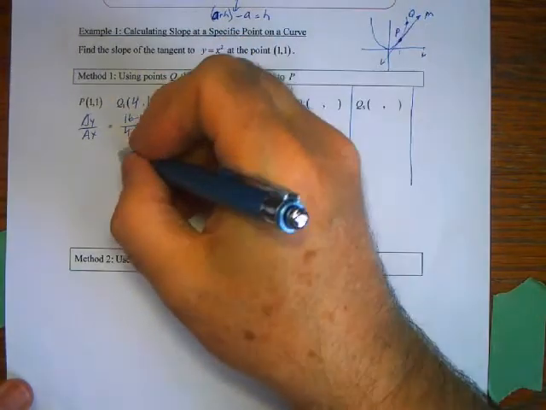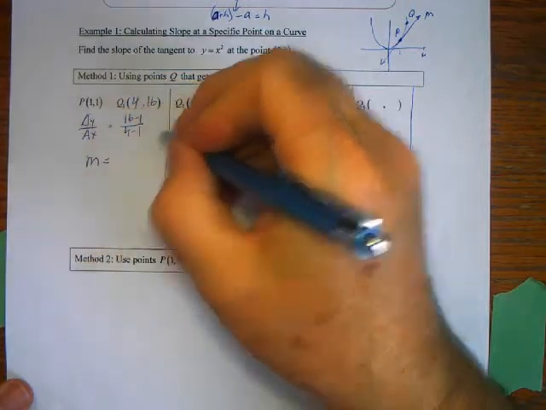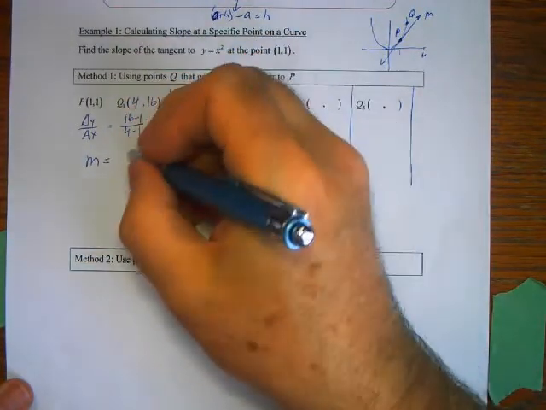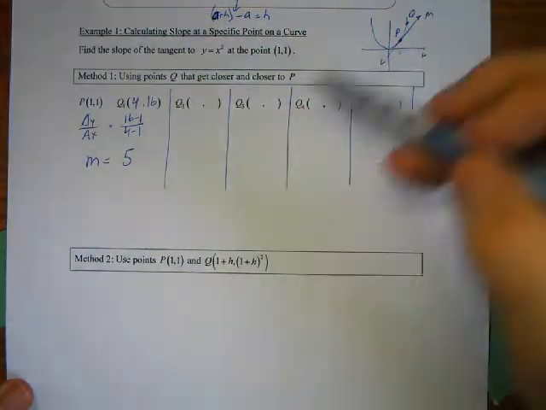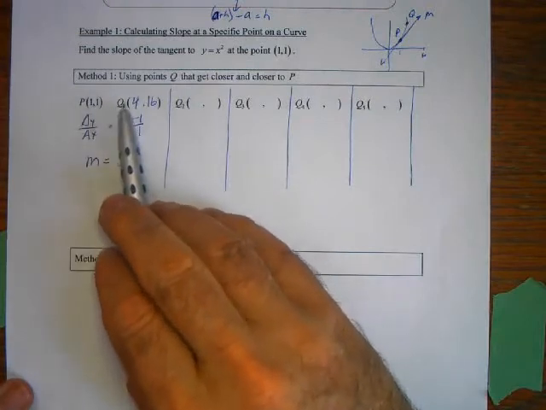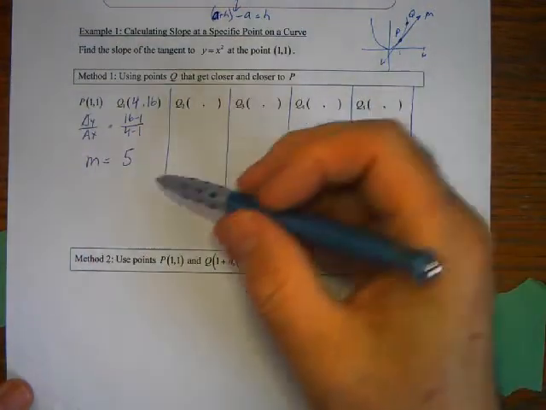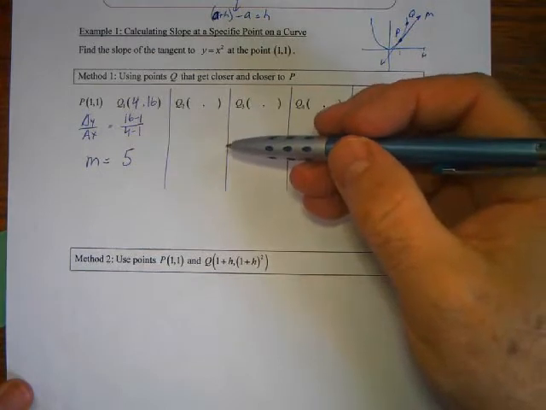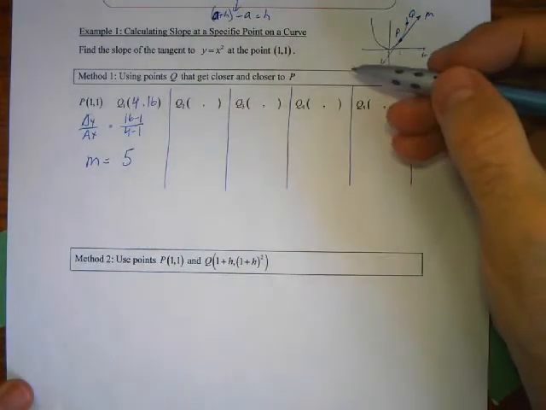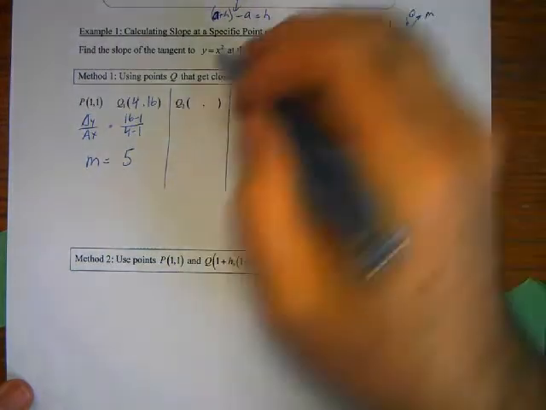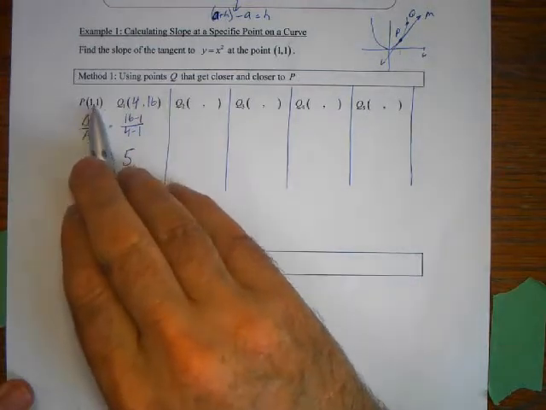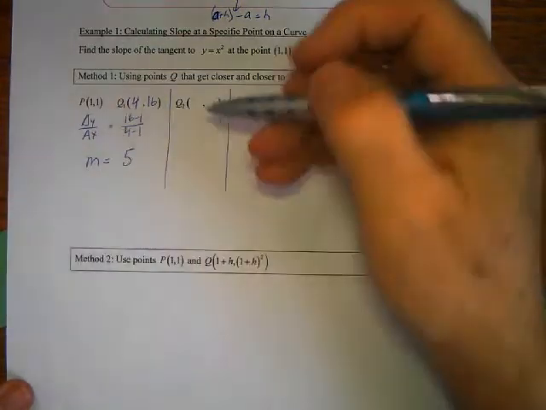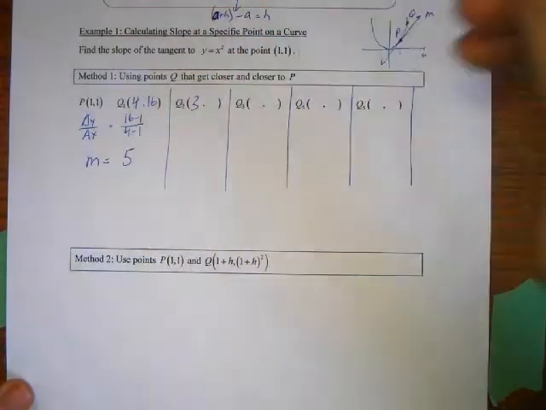So the slope is 15 over 3, which is 5. That's the slope of the secant between P and Q. It's probably pretty far off from what we really want, but let's get closer and closer. P is at 1, and right now Q is at x equals 4. Let's try x equals 3. If x is 3, then y is 9, and I do our delta y over delta x.